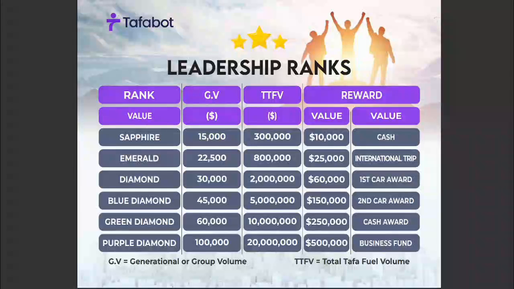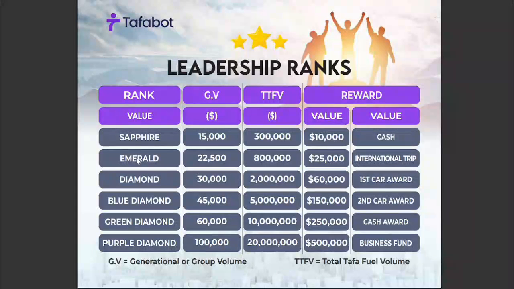Now let's take a look at the leadership ranks. So we look at the ranks, the value and all that. Remember that we said this is generational volume and this is the total Tafa fuel volume. Okay, so for you to become a sapphire, you need to have accumulated $15,000 generational volume. You need to have accumulated 300,000 total Tafa fuel volume. So when you are able to accumulate all this, you get $10,000 in reward. Okay, and the value is given to you in cash.